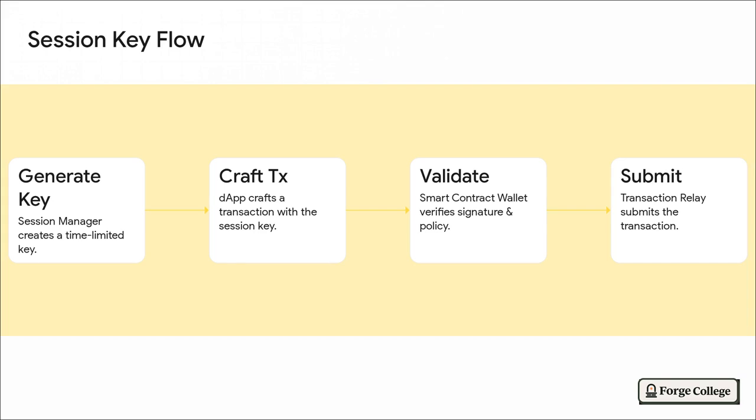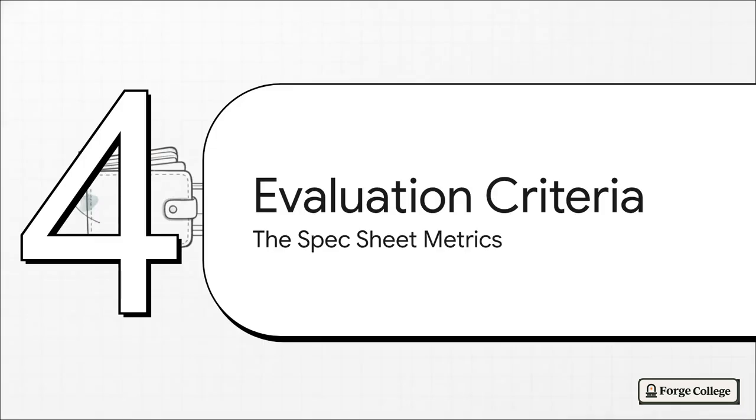Do you see the magic here? It's like a giant puzzle where every piece does its job perfectly, and the user's primary key was never exposed once. On to Section 4, setting evaluation criteria.